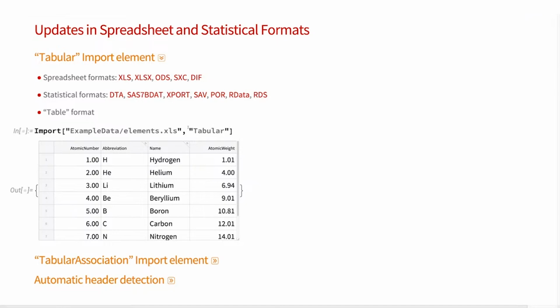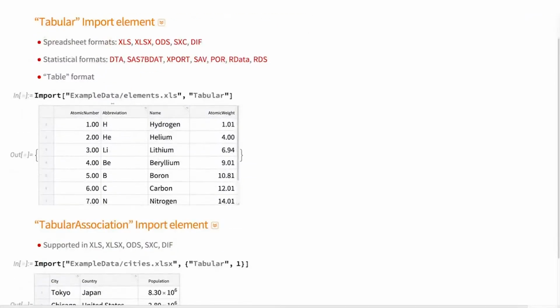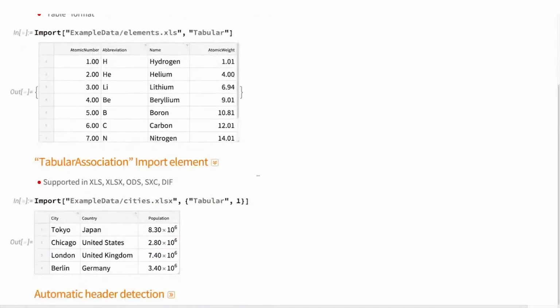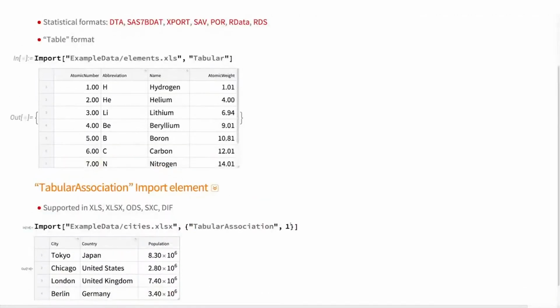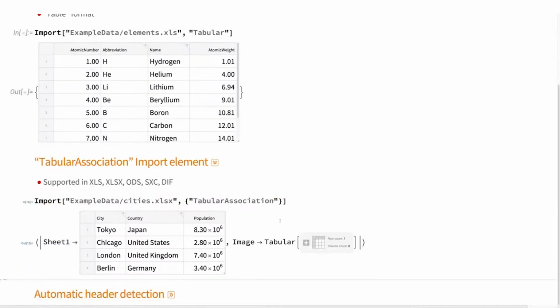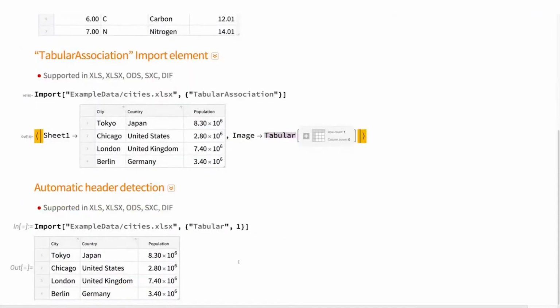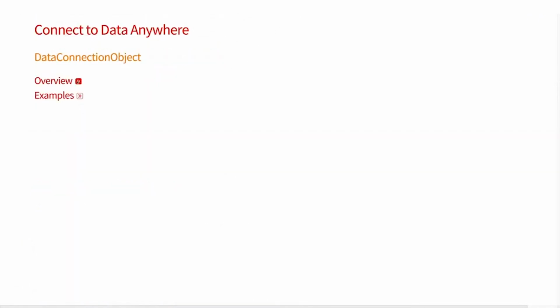We have this Tabular element now, which will bring the data directly into a Tabular even from an Excel file. There's a TabularAssociation element, which, had I not asked for the first one, would give you an association of the name of the sheet and the Tabular, where each sheet is also imported as a Tabular. And when possible, it still has automatic header detection. The last thing that I wanted to go over briefly is DataConnectionObject.